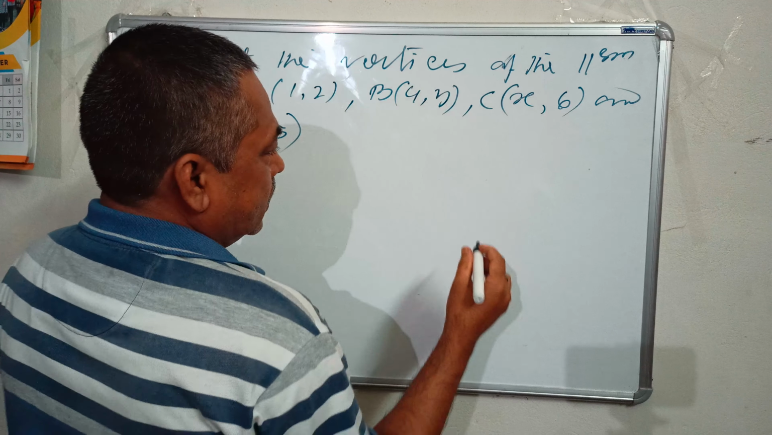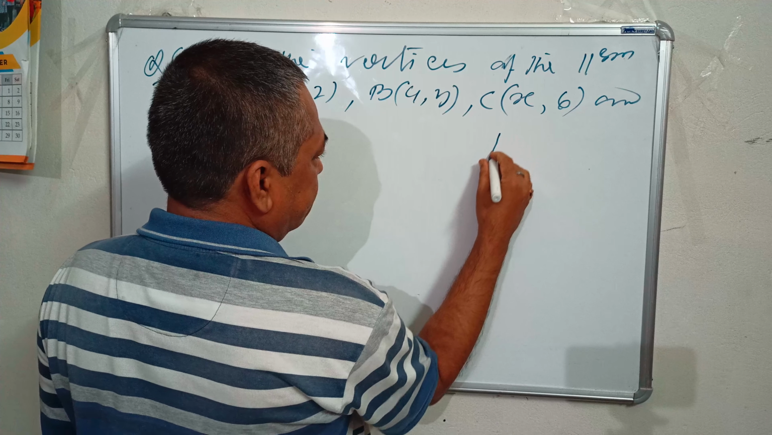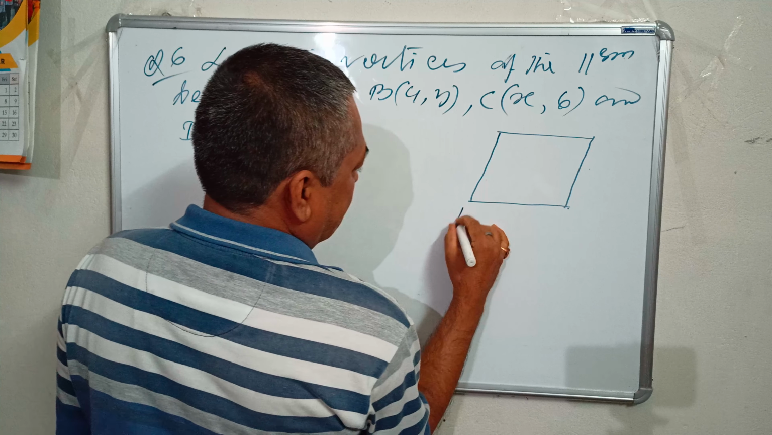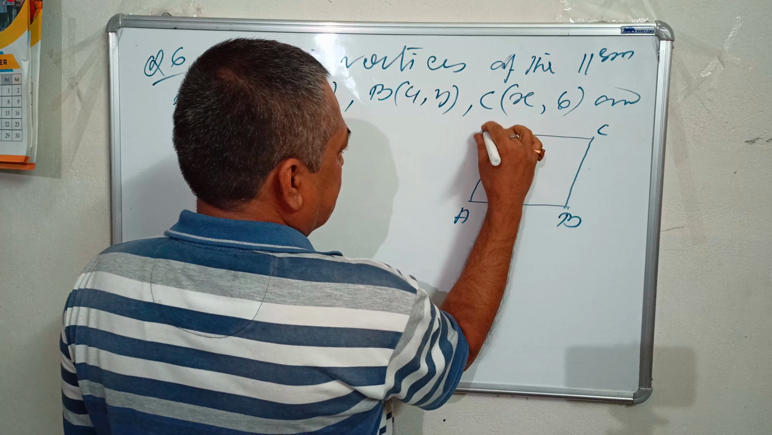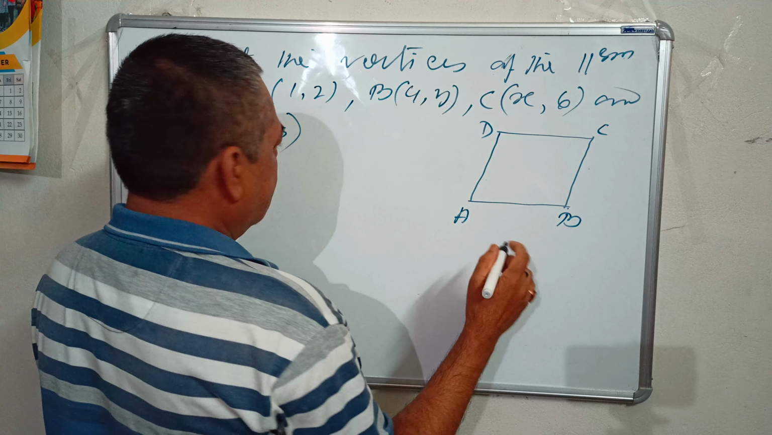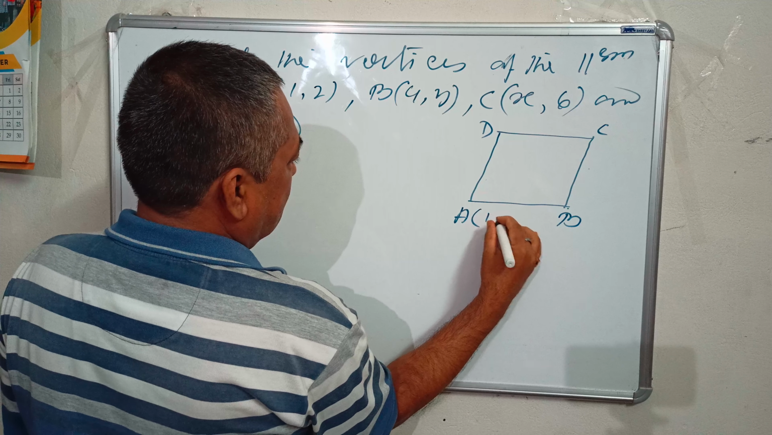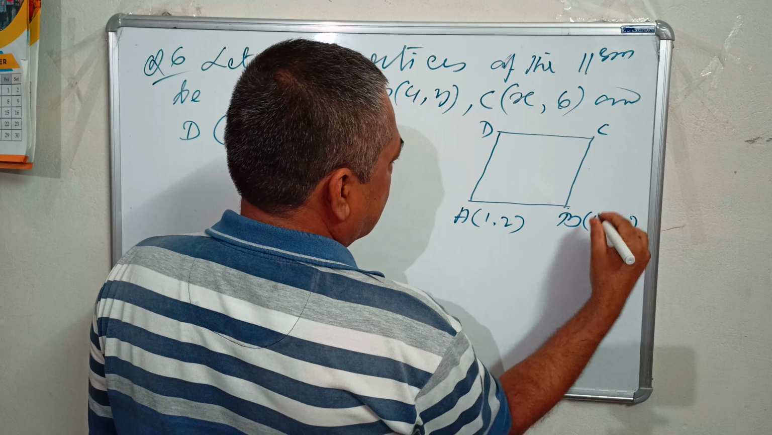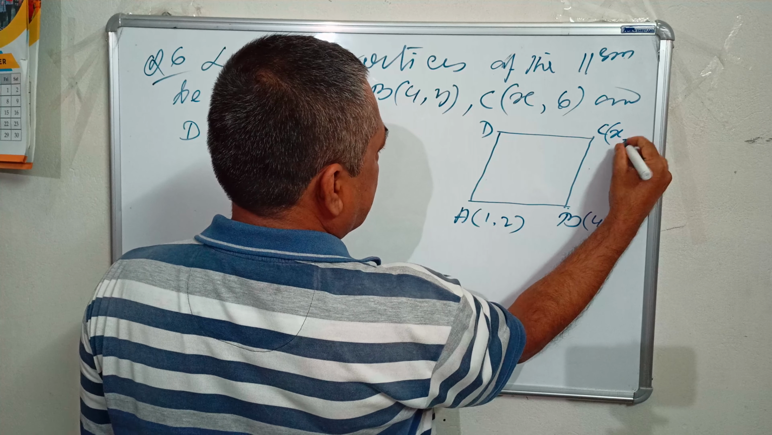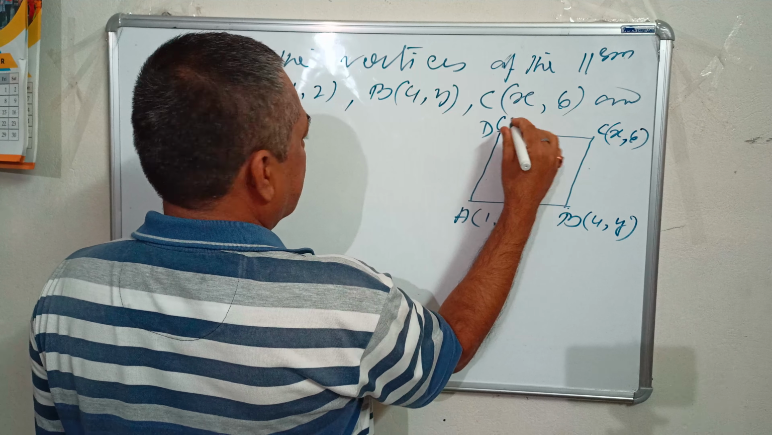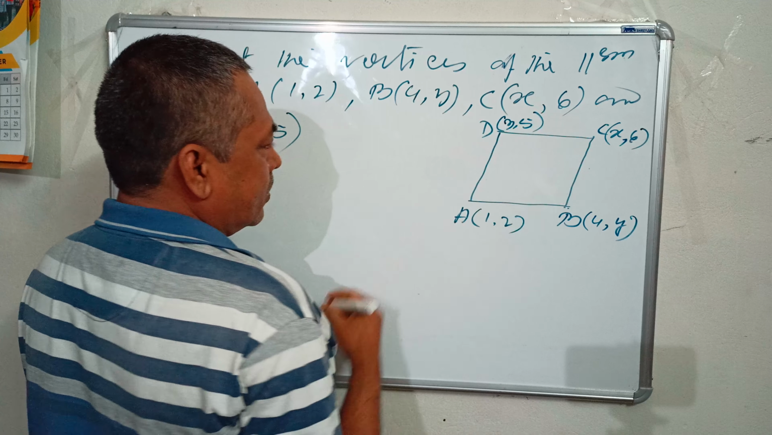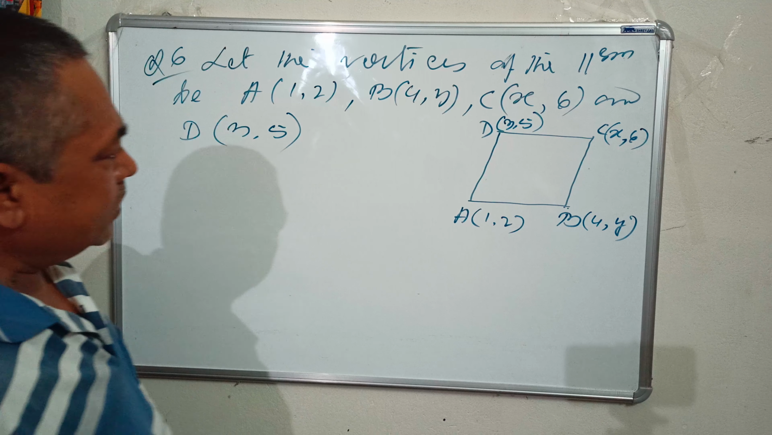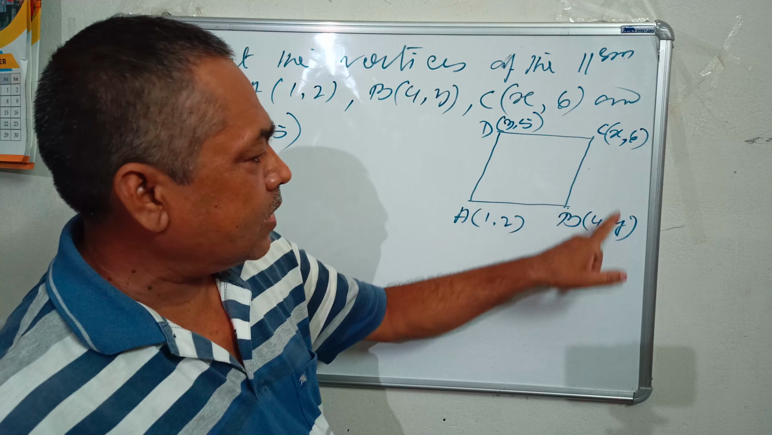Okay, now this is the parallelogram ABCD. In a parallelogram, opposite sides are parallel. So A is (1, 2), B is (4, y), C is (x, 6) and D is (3, 5). Now we are going to find the value of x and the value of y.